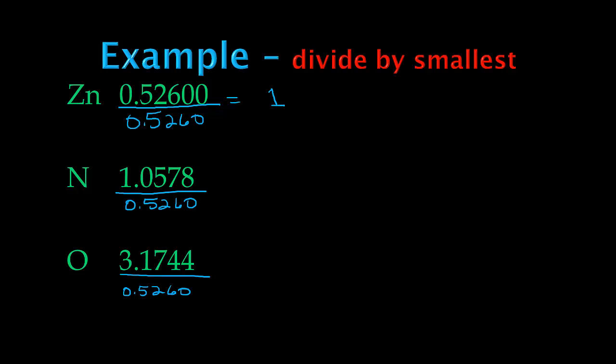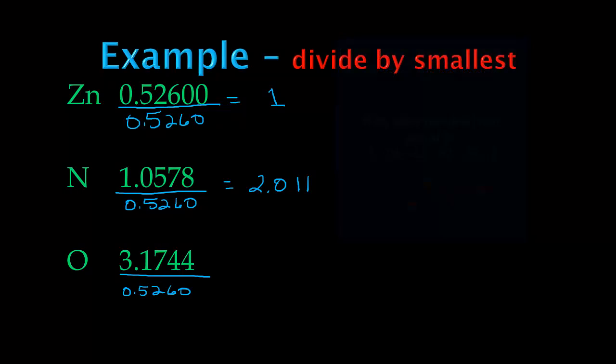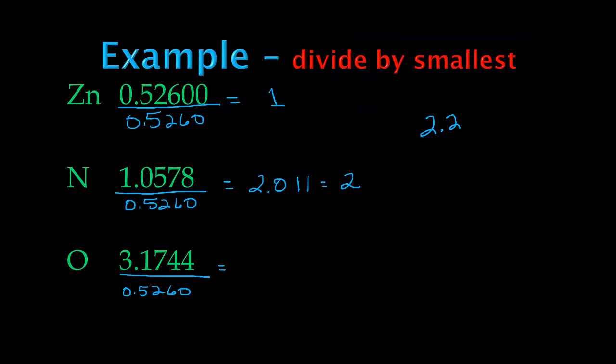This is equal to 1. 1.0578 divided by 0.5260 is equal to 2.011. So let's say if it was equal to 2.211, we would round it to 2.2. 3.1744 divided by 0.5260 is 6.03. So I'm going to round that to 6.